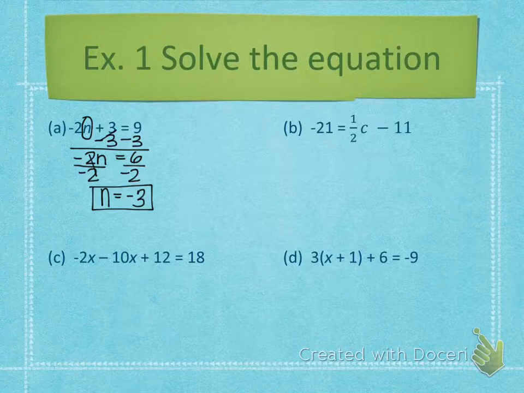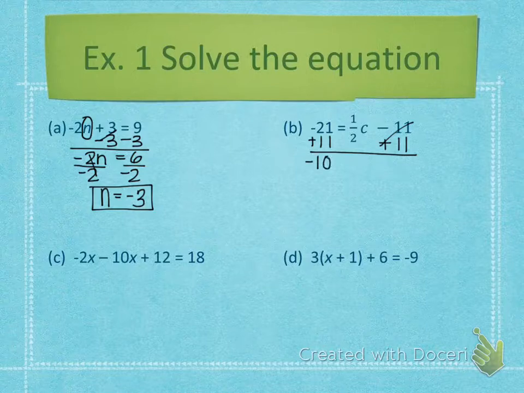Do you see the distributive property? No. Do you see any like terms that need to be combined? Okay, we're not moving a variable, so add or subtract. What are we going to add or subtract? 11. We're going to add 11 to both sides. Okay, don't be touching those calculators today. You don't need them. What's negative 21 plus 11? Negative 10, and it equals 1/2 C.